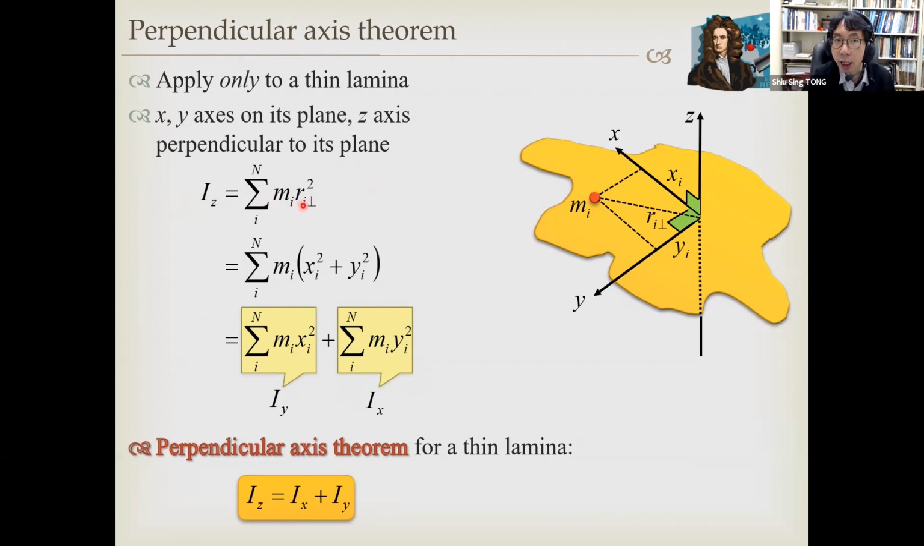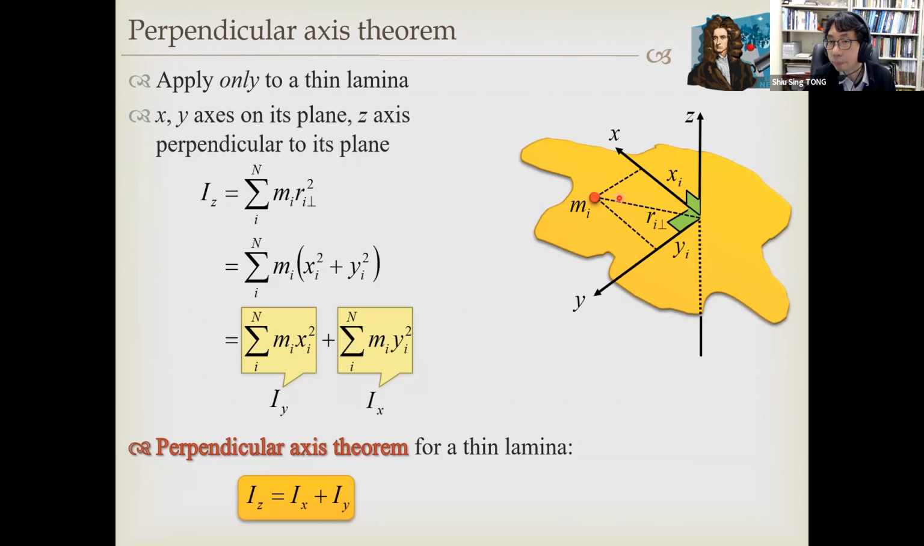So the summation of mi ri squared, that is the usual form. But what is ri squared? ri squared is the distance of the mass mi from the z-axis. So there's this line, right? Now, we notice that since the object lies on the xy plane, the distance of the point mi from the z-axis can be expressed in terms of its x and y coordinates.